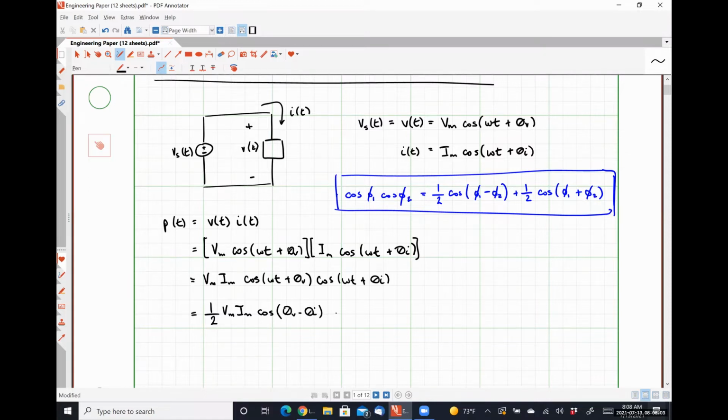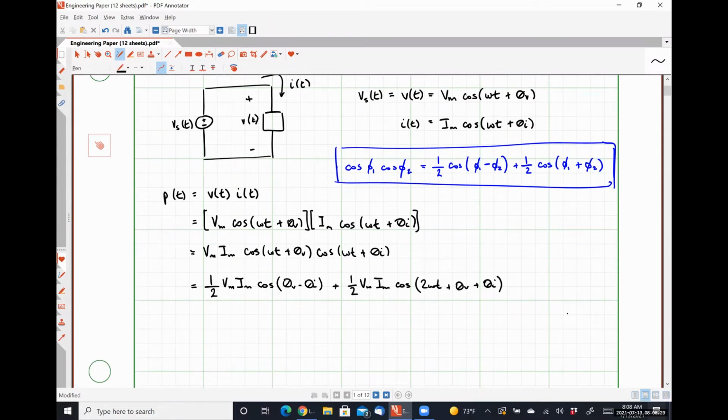And then we're going to have a second term, 1/2 Vm Im cosine. Now we add those two angles together. So we're going to have twice omega t plus theta v plus theta I. So this is our expression for the power being absorbed by a generic circuit element. It is valid for resistors, capacitors, inductors, sources, all that kind of stuff. Valid for everything.